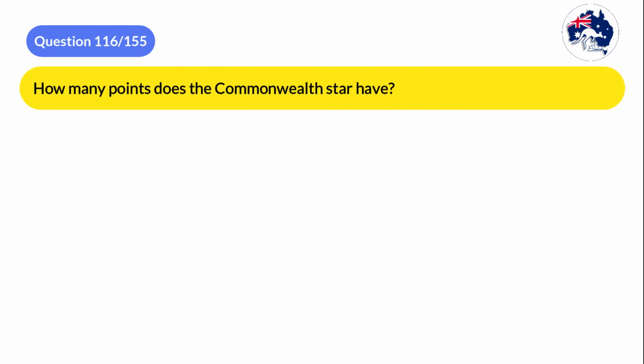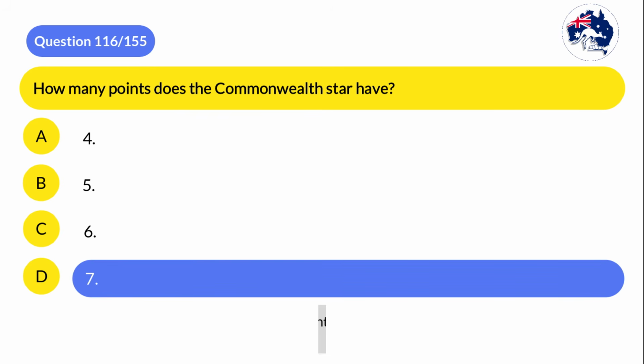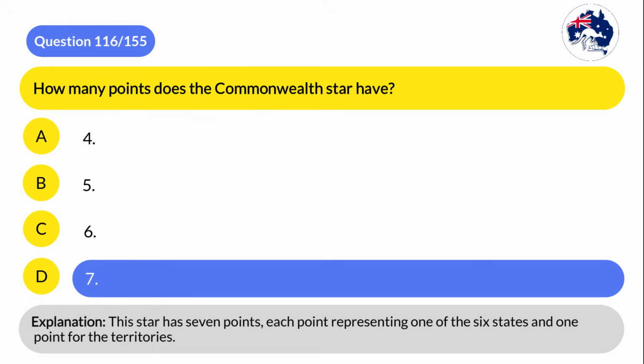Question 116. How many points does the Commonwealth star have? A. 4. B. 5. C. 6. D. 7. The correct answer is D. 7. Explanation: this star has 7 points, each point representing one of the 6 states and 1 point for the territories.